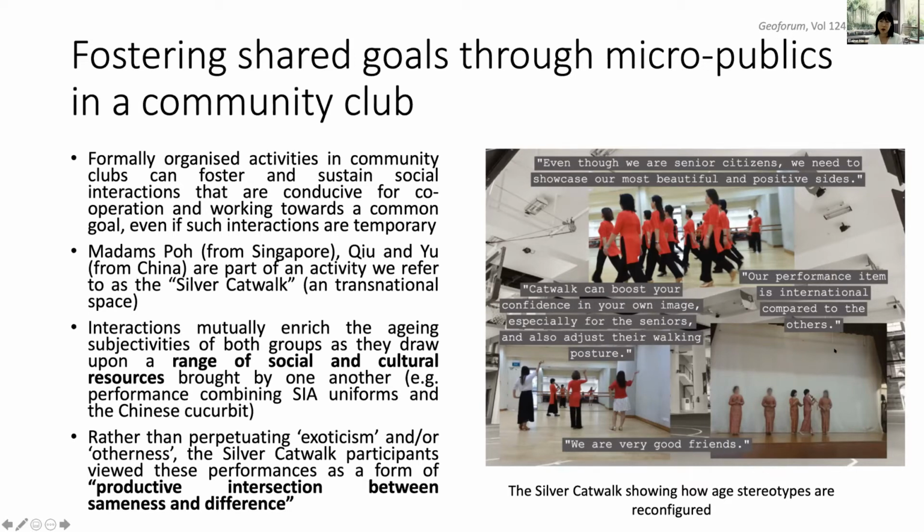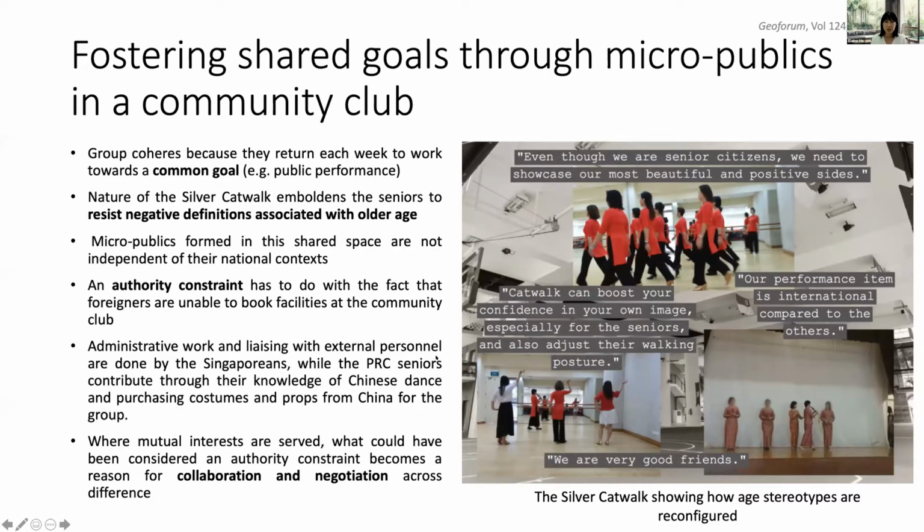And in our research, we found that the PRC seniors, they actually bring with them knowledge about catwalk. The instructor is a PRC grandmother, and they also bring with them costumes. For example, here we refer to a flute performance. I don't have time to go into the details. So this is an example of how a shared space through formal organized events that foster a common goal can be conducive towards promoting positive social interactions. So the group coheres because they return each week.